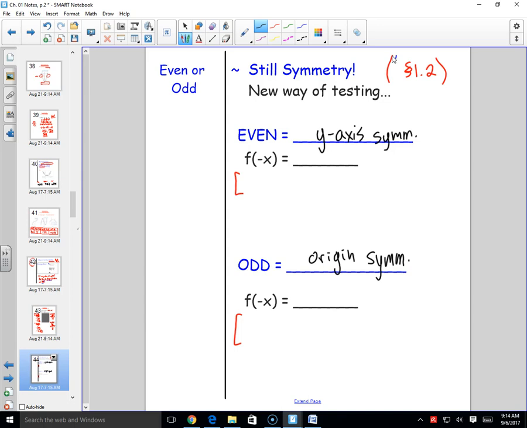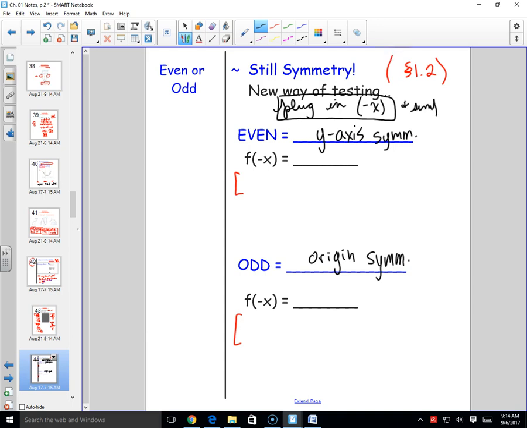Plug in negative x. So for symmetry, a new way of testing, and you can write it right beside if you want, you should have room. Plug in negative x. That's the new way of testing. Plug in negative x and simplify.